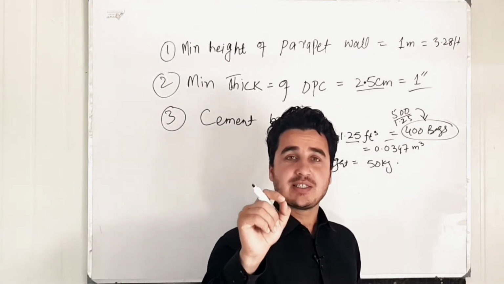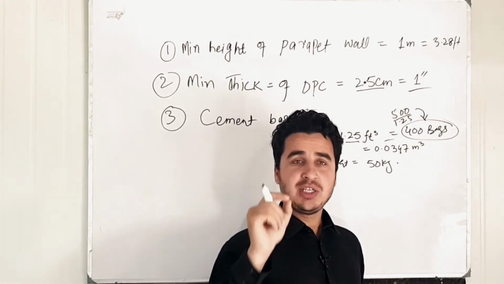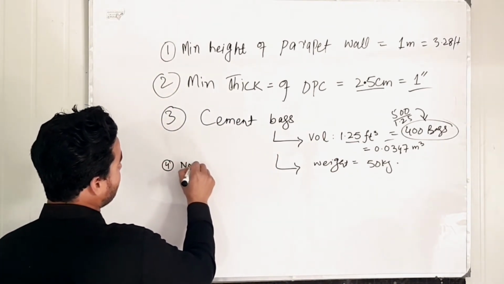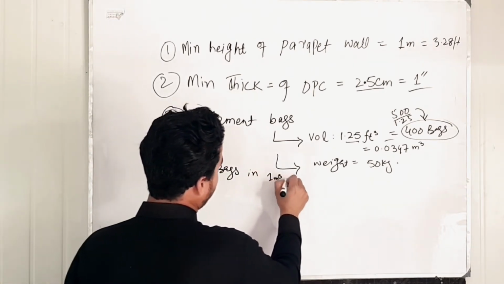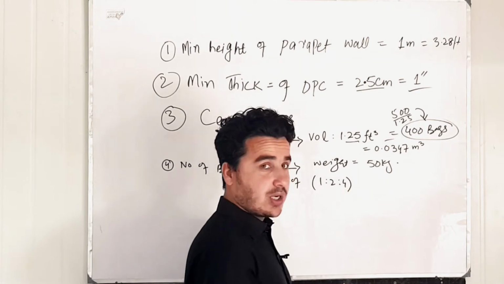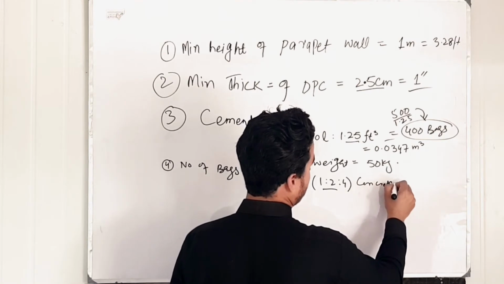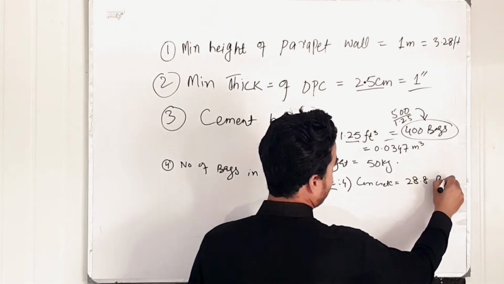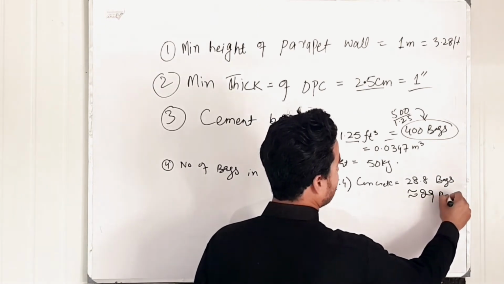Question number 3 is, what is the number of cement bags that is used in 1 meter cube of concrete? Question number 4 is the number of bags in 1 meter cube of 1:2:4 concrete. 1:2:4 is the normal concrete. This is equal to 28.8 bags, which is equal to 29 bags.